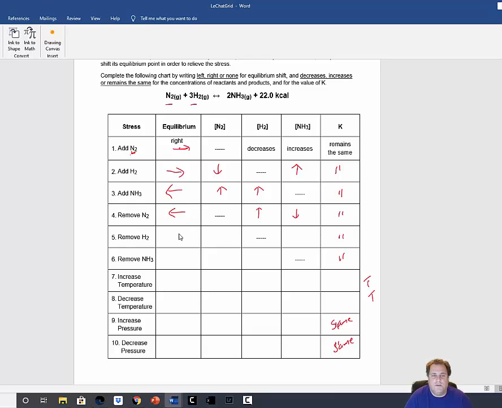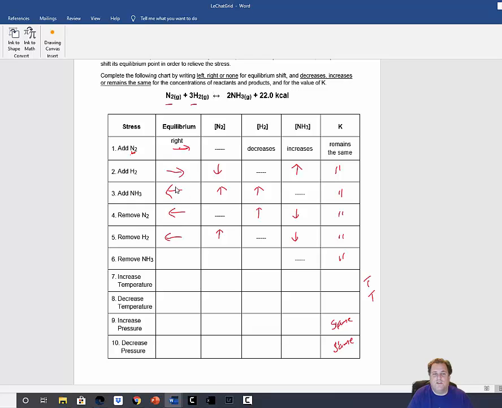If we remove H2, once again, that will be shifting left, okay, which means our reactants are going to increase, our products are going to decrease. So that's the trend we want to see here. When we say the equilibrium shifts left or right, this gives us all the information we need. Anytime we shift right, reactants are going down. Product is increasing. Anytime we shift left, reactants are going up. Products are going down.